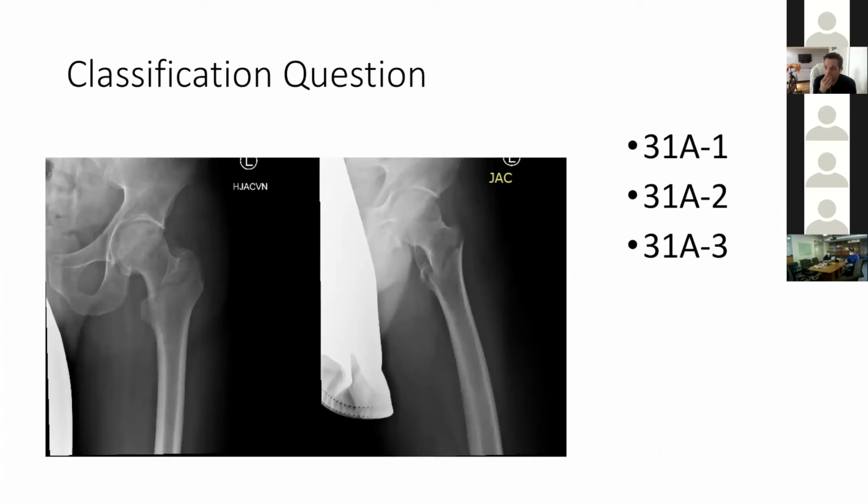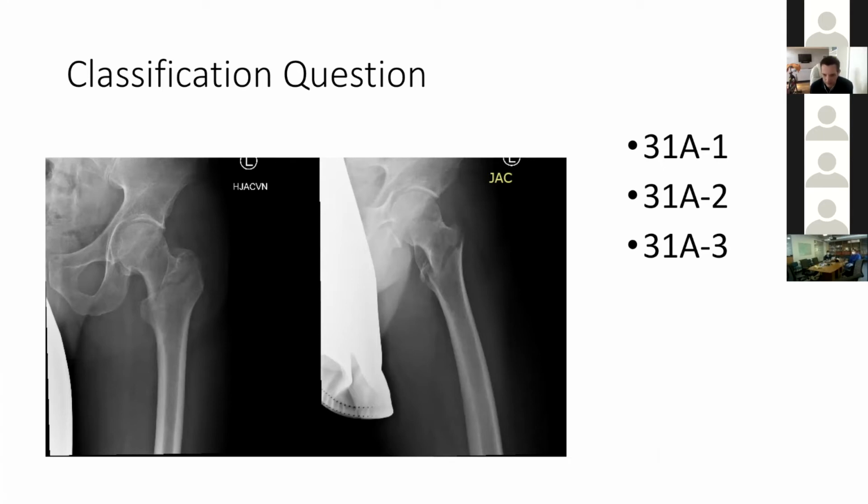It's been a long time since we had a poll, so let's do a little exercise. Classify this: is this a 31A, so trochanteric area, 1, 2, or 3? Quite a simple question, 1, 2, or 3. And this is the trochanteric area. It's not the neck area. All right, so we have some engagement.